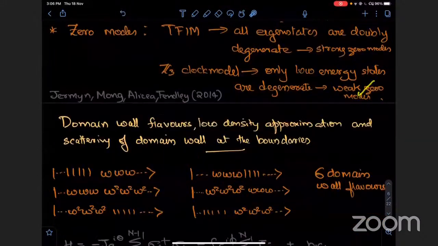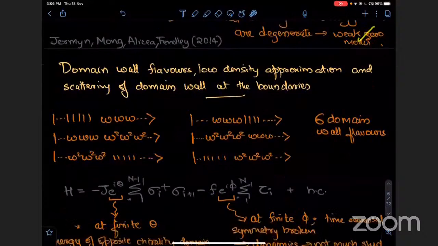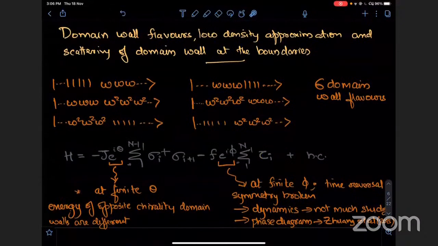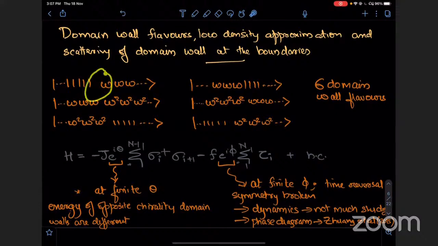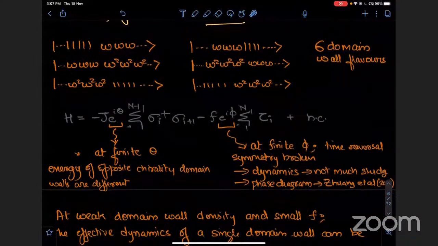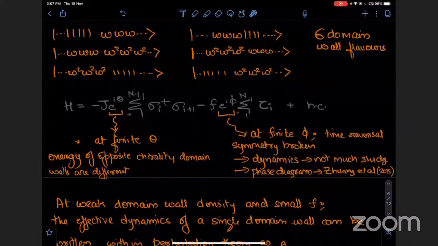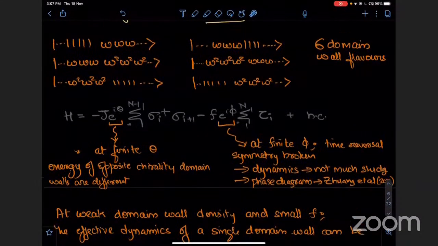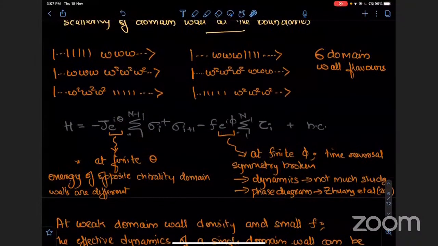Okay, so now we'll discuss the different domain wall flavors of this model. Since there are 3 possible ordered states, it turns out that there are 6 possible domain wall flavors, and 3 of them have 1 chirality, and there are opposite chirality versions of these domain walls. At non-zero values of theta, it turns out that the energy of the opposite chirality domain walls are different. At finite value of phi, which is the complex angle, the phase corresponding to the transverse field, time reversal is broken.